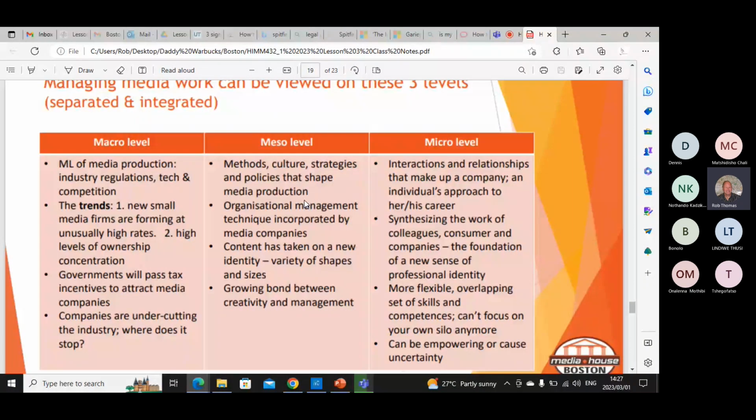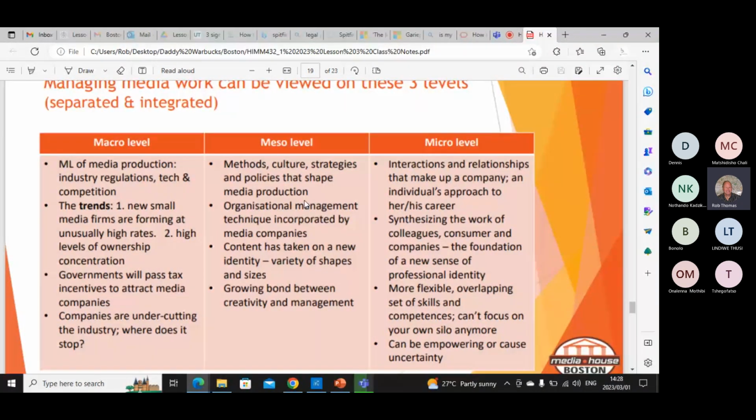Okay, so on the meso level, the middle level: methods, culture, strategies, and policies that shape media production, and organizational management techniques incorporated by media companies. The content takes on a new identity with a variety of shapes and sizes, and there is a growing bond between creativity and management. So guys, this is theory that we're going through.